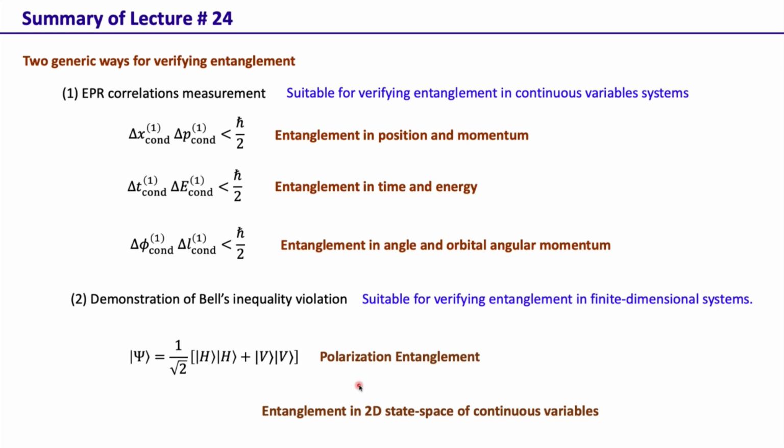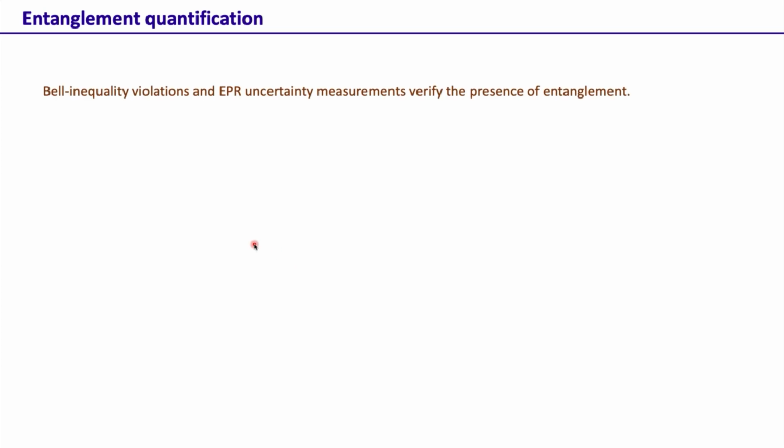It can also be used for demonstrating entanglement in the continuous variable system, but by making a 2D state space out of this continuous variable, and thereby making a 2-qubit state just like this, and then doing a Bell violation and thus verifying entanglement. So, Bell inequality violation can also be used to verify entanglement in this continuous variable system, but by making a 2-qubit state, or a two-dimensional state space, out of these variables. So, these are the two generic ways of verifying entanglement, but today we want to do entanglement quantification.